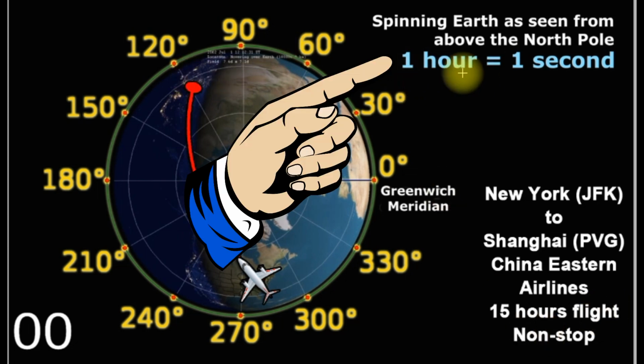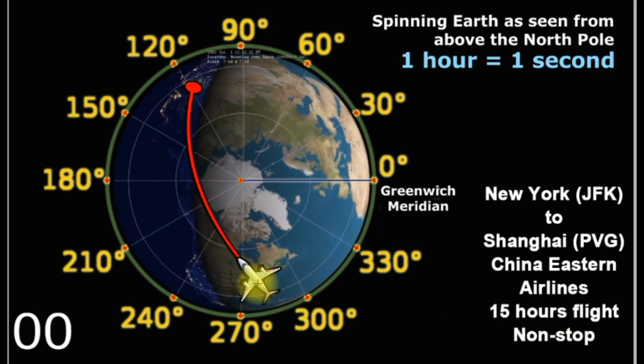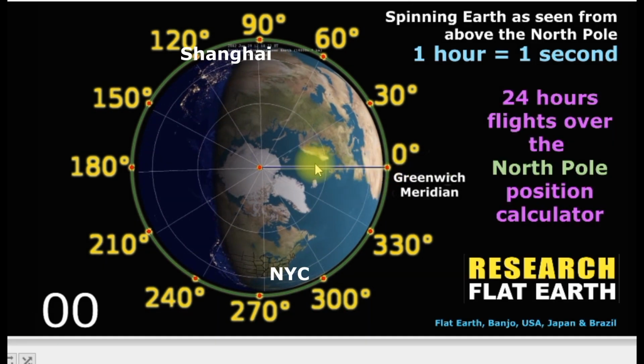Remember, each hour equals 1 second. We're going to run the timer for 15 seconds, which will equal 15 hours. Look exactly where the plane is, but just pay attention to where the plane is and where Shanghai, China is. And remember, I'm going to start the timer the moment the plane takes off. Let's see what's going to happen. Here you go, exactly here, polar region. New York right here.